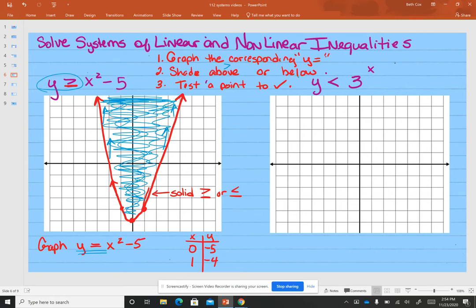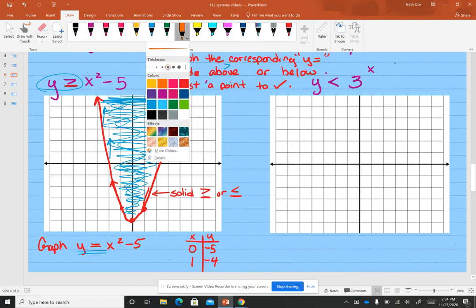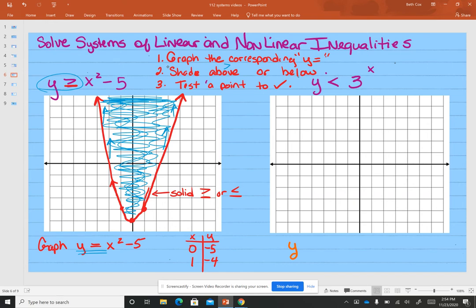Okay? Now this next one is a less than. And it says y is less than 3 to the x. So we're going to graph y equals 3 to the x first. Let's see, what color do I want to do? I think I want to try the orange. Okay. So I'm going to do y is equal to 3 to the x, but I'm going to do dotted.